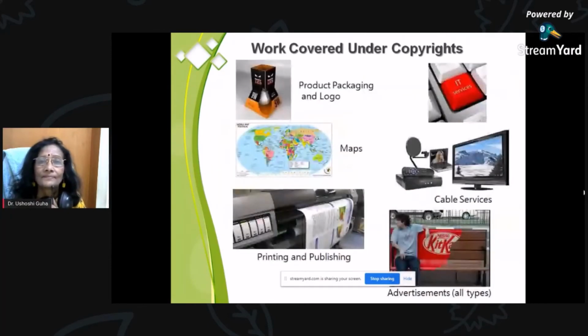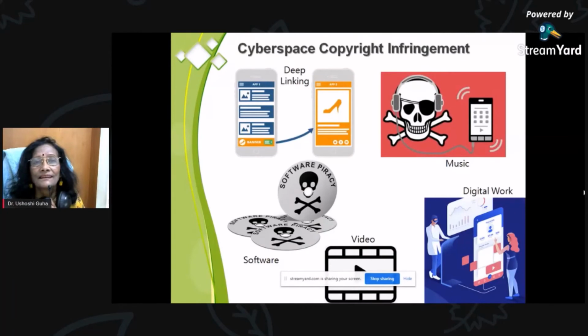Now, can I go to cyberspace copyright infringement? Can you just go to see there is cyber software piracy? On digital work also there is piracy. In linking, deep linking also, if there is some kind of piracy, these are all the areas in which the copyright has been infringed. And the cyber law is very clear.